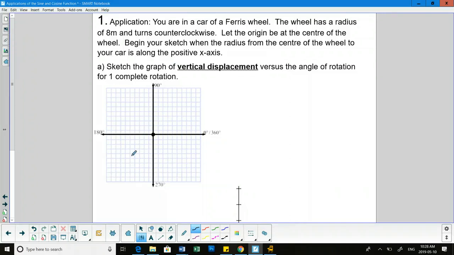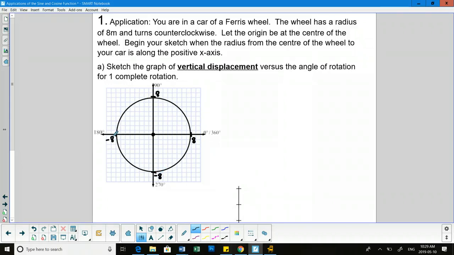We track our vertical displacement. So if the radius is 8 meters, this is no longer a unit circle. It's scaled up by a factor of 8. So I would like to make a circle that has a radius of 8 on my graph. I want it to go all the way up to the 8th unit, which I think is here, if I counted correctly: 1, 2, 3, 4, 5, 6, 7, 8. Perfect. Okay, so this is 8, 8, negative 8, and negative 8.